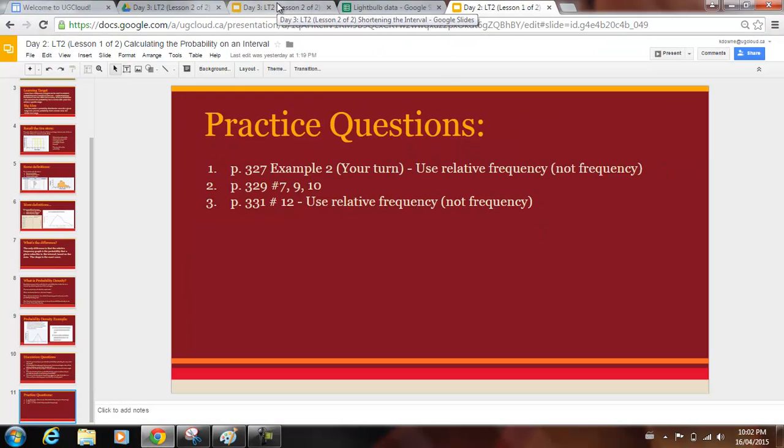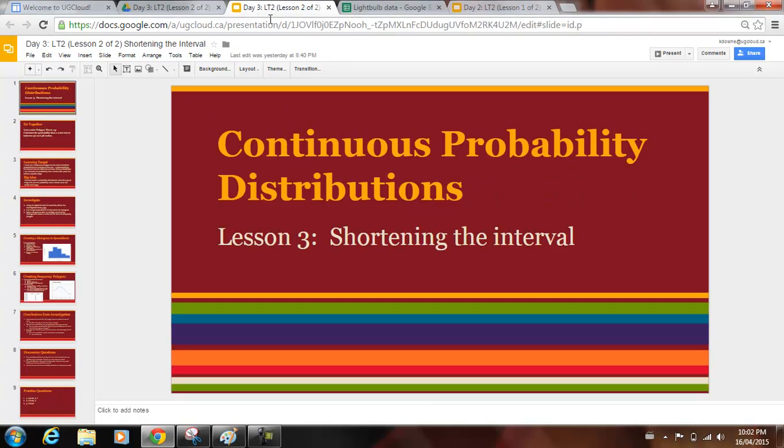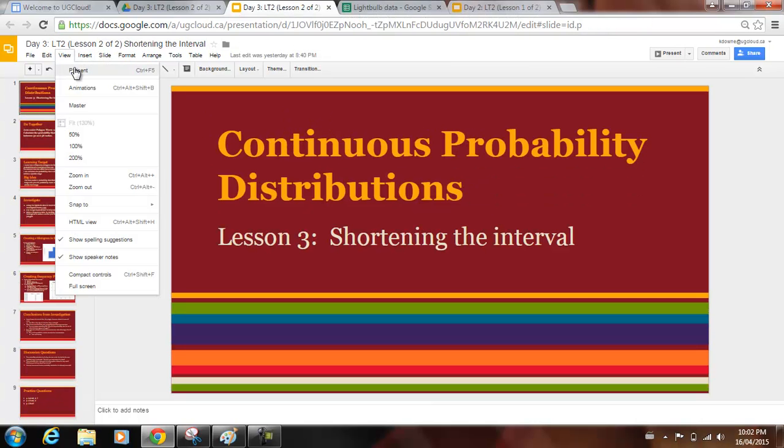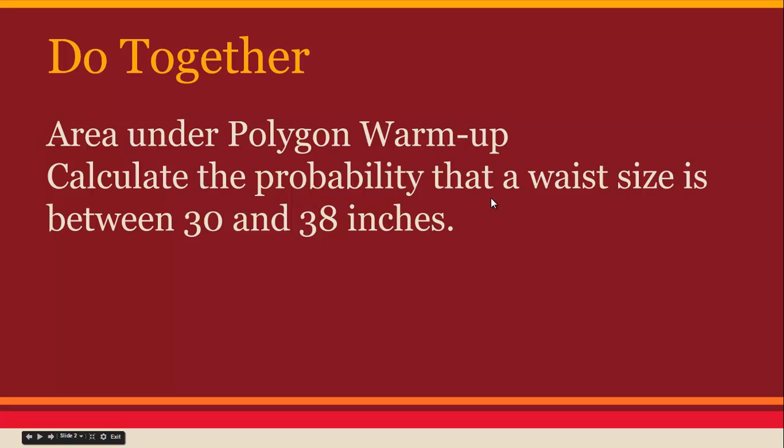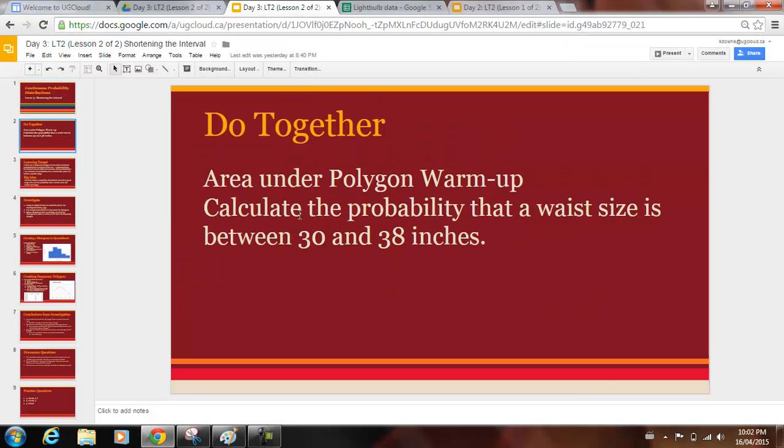Okay. Moving into lesson 2. Shortening the interval. We want to try this question, the area under a polygon warm-up. So we're going to calculate the probability that a waist size is between 30 and 38. So I want to share with you how to do this.